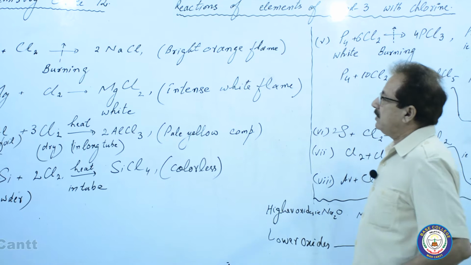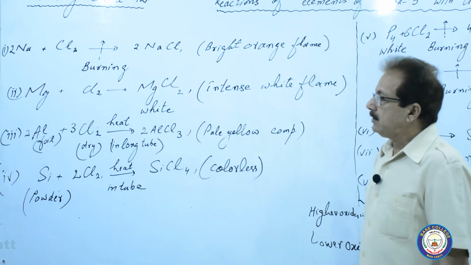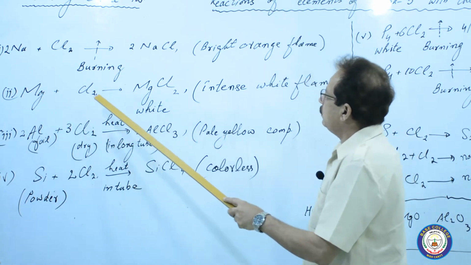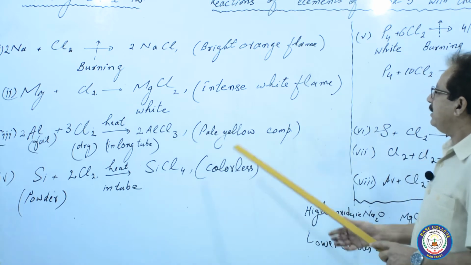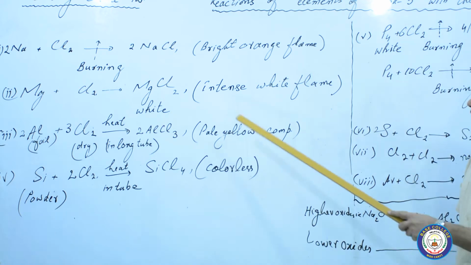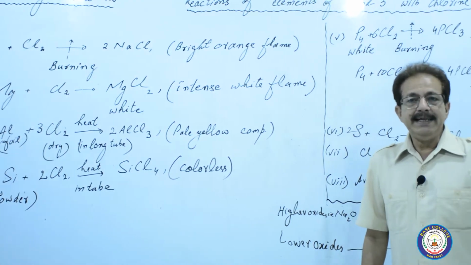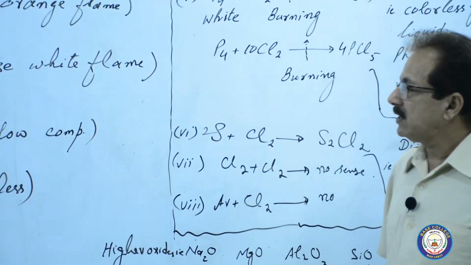After that, number 2, Mg plus Cl2. Chlorine reacts with magnesium to produce magnesium chloride. Once again, the flame during this reaction is intense white flame. Intense white flame. For MCQs, you will have to remember it.